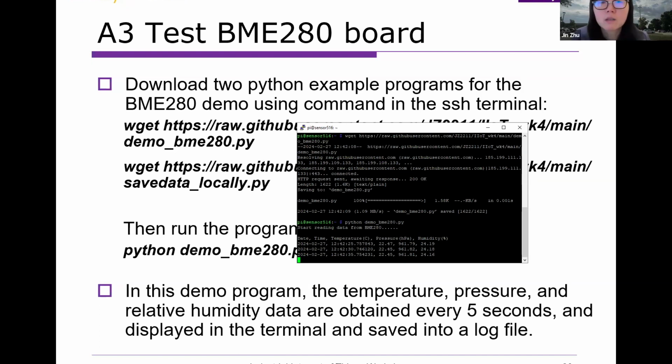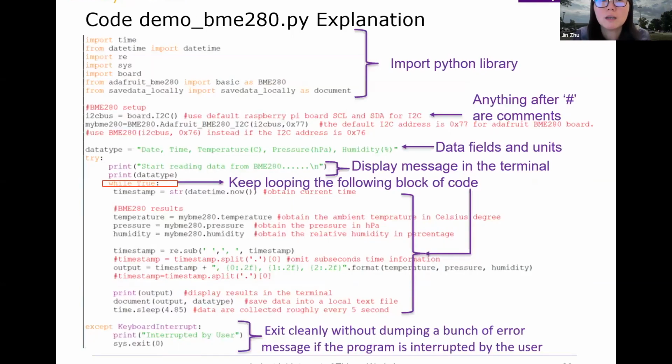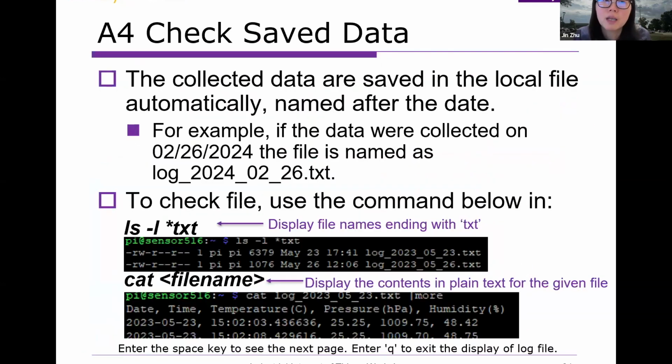Okay, so over here we can see it is running, and we downloaded two files. One is just a demo of the BME280. The other one saves the data locally. So we not only display the data, but we also store the data in a local text file, so that you can check it later, okay?